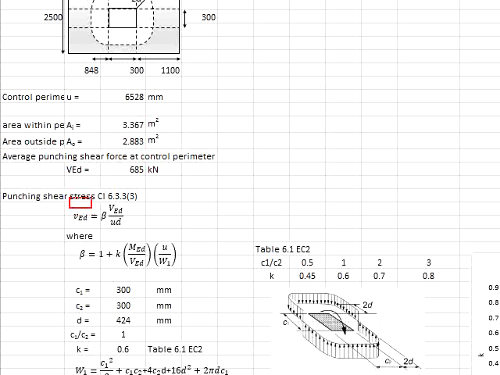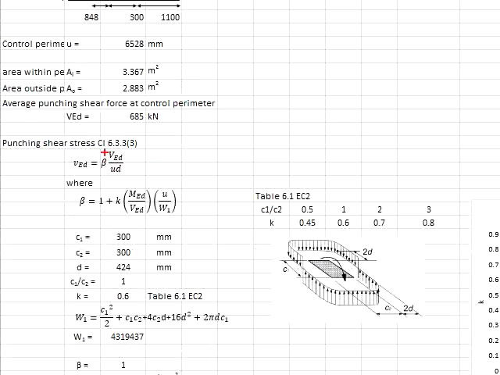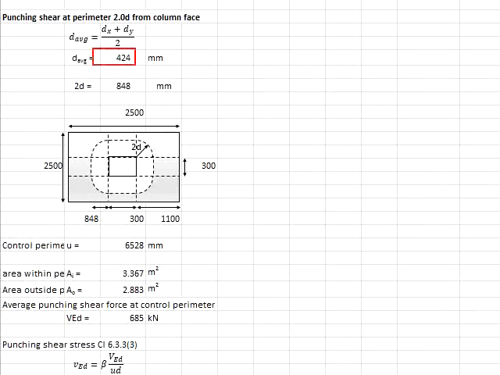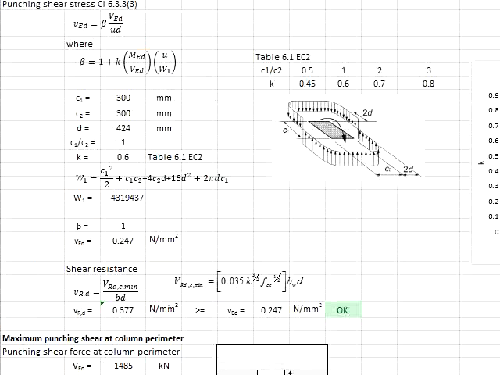Now you need to determine the punching shear stress. You know that the pad foundation is subjected to no moment. That means this part will be equal to 0 and your beta will be equal to 1.0. The u is calculated here and the d is calculated as the average value of d for both directions of the reinforcement bar. Your shear stress calculated is equal to 0.247.